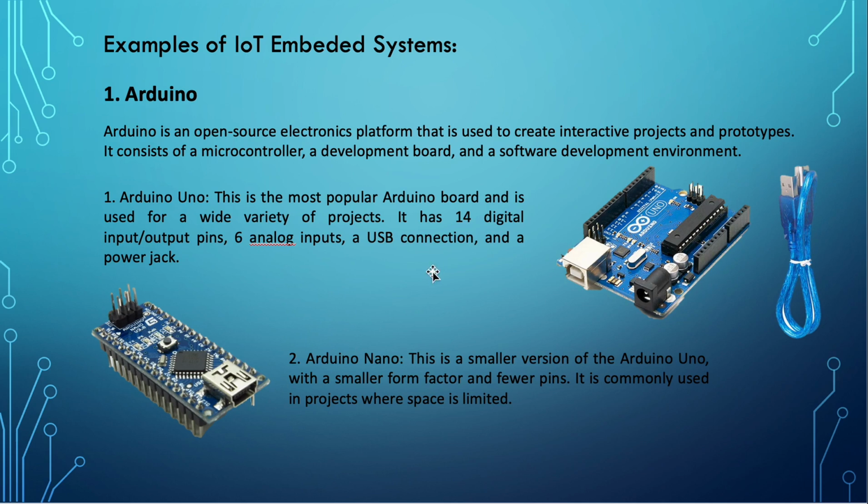Looking at this board, we can go to Arduino Nano. This is a smaller version of Arduino Uno, right? With a smaller form factor and fewer pins. So the number of pins is less than Arduino Uno, which means that the amount it could support could be less. It is commonly used in projects where space is limited. As I told you, we have to select depending on the project.